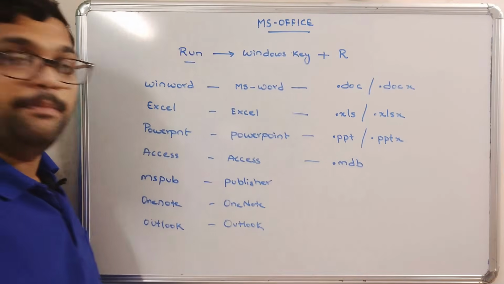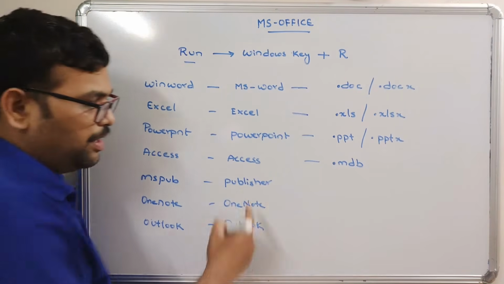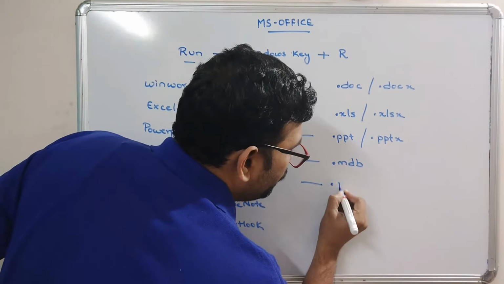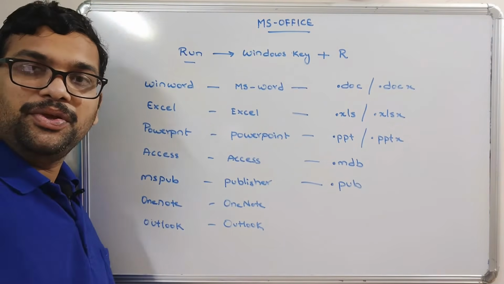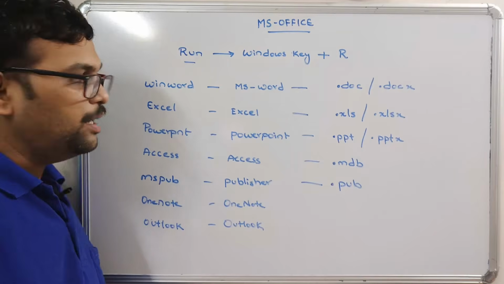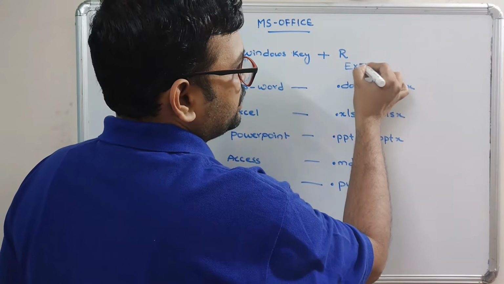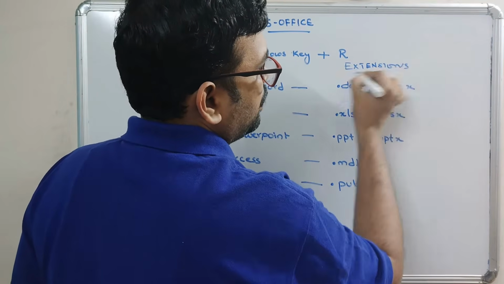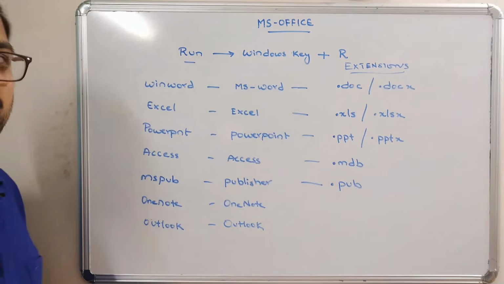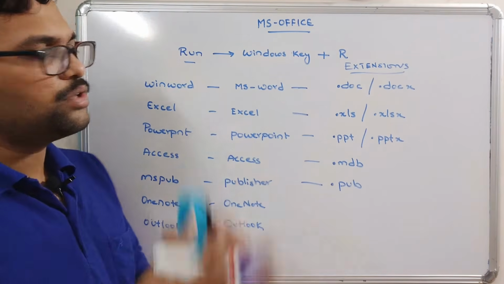And coming to Access, it is .mdb. For Access, it is MDB, and for Publisher, it is .pub. So these are the extensions for these files, right? Now let's stop here and just move on to the system.